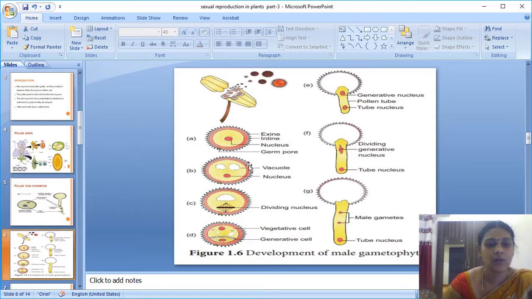In a normal pollen grain there is a vacuole, a nucleus, a dividing nucleus, and the vegetative cell and generative cell are formed. Once it reaches the right stigma, it starts to absorb moisture and swells, and it comes out as the pollen tube through the germ pore, the pollen germ tube. At this two-celled stage the pollen is liberated, and the generative nucleus divides again and two male gametes are formed.